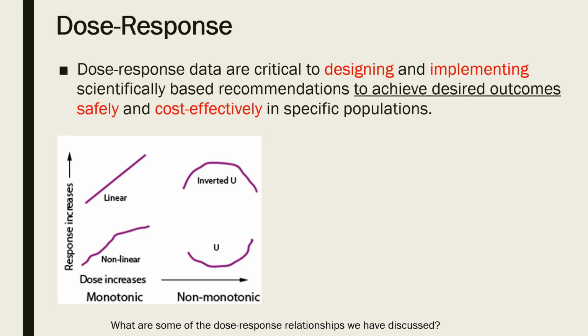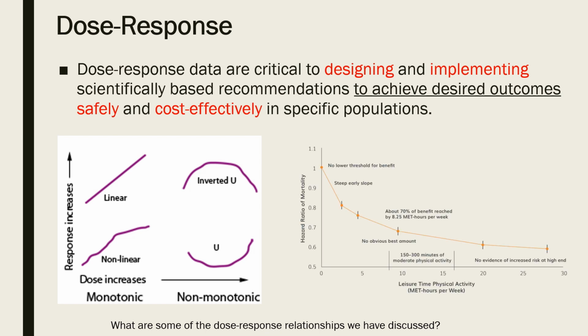There are different types of dose-response relationships. They can be linear, nonlinear, or take the shape of an inverted U or U curve. We'll look at a few examples to illustrate these different patterns of dose-response relationships. For the figure on the right, the relation was nonlinear. The slope is steep at lower levels of physical activity, meaning you gain more health benefits with small increases in activity at the lower level of physical activity. However, as you move to higher levels of activity, the slope flattens, indicating diminishing returns with further increases.